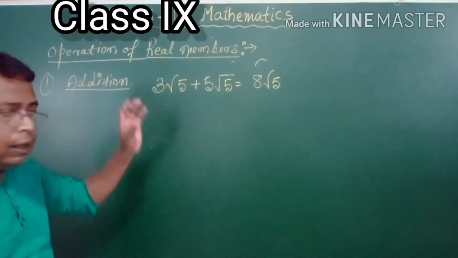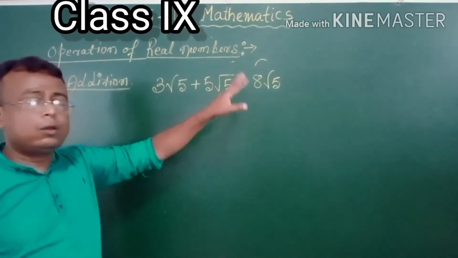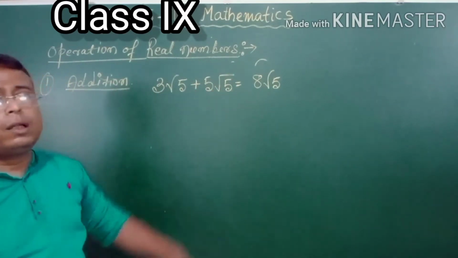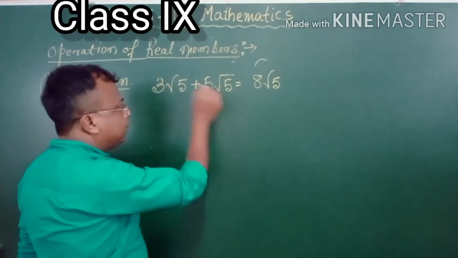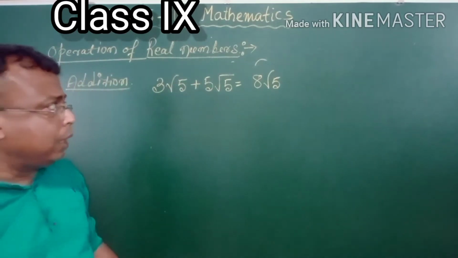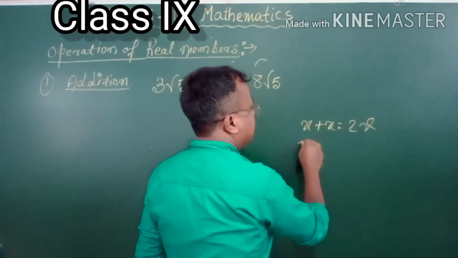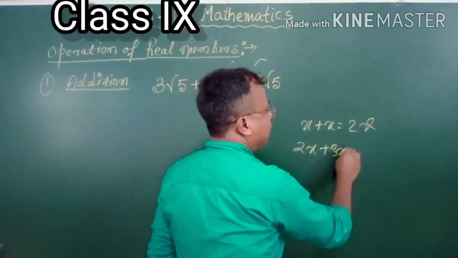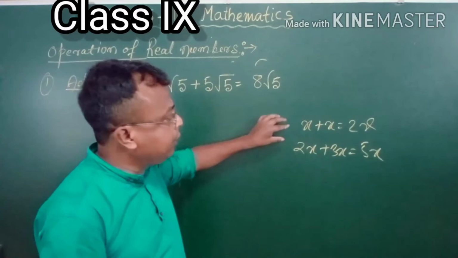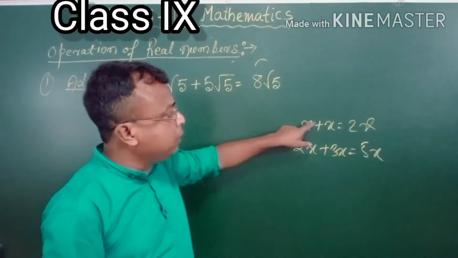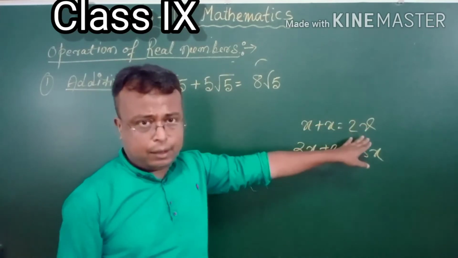Is it clear to you? 3 root 5 plus 5 root 5 is equal to 8 root 5. For addition, remember in algebra also you will learn x plus x is equal to twice x. Twice x plus 3x is equal to 5x. Like this you have learned or not? Means for addition the terms should be like terms. Then only you can add it.